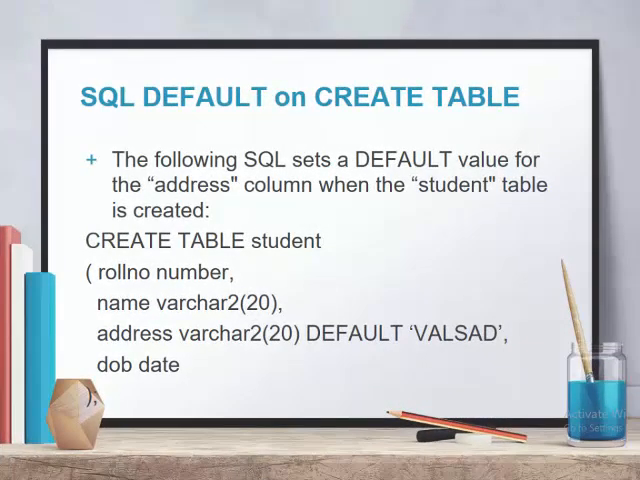This is the example. Here we are specifying a default value for the address column. So if we leave the address column blank, then the value Valsad will be substituted. So the syntax will be address varchar 220 and default value is which value? Valsad. So if you are not providing any value for the address column, then by default Valsad will be substituted.